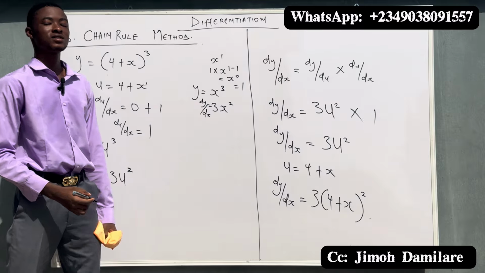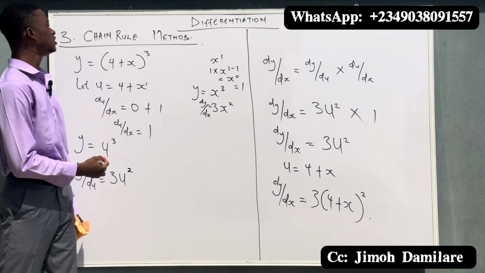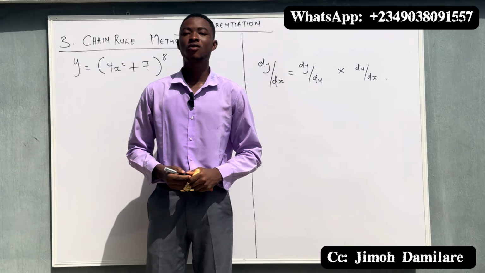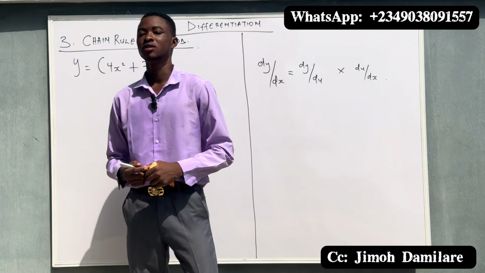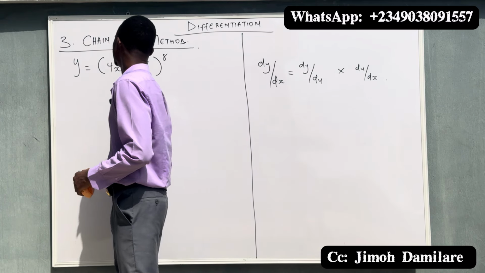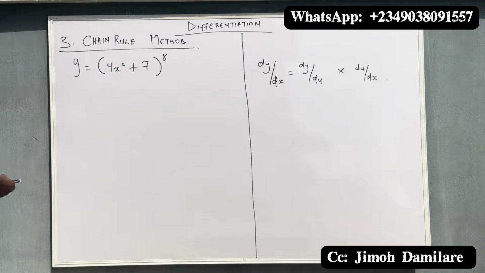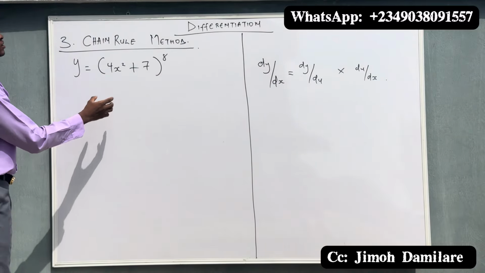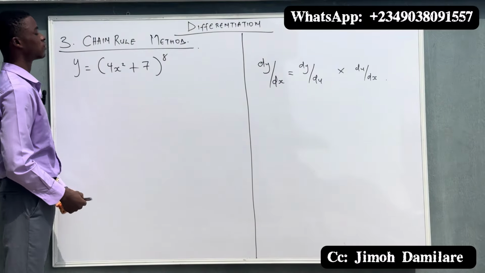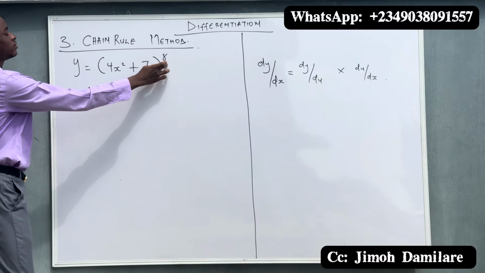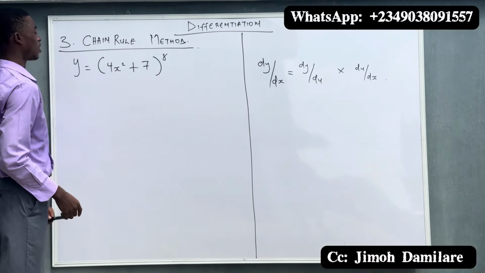So let's look at another example still on the chain rule method of differentiation. And moving to the second example, as written on the board, the question says y is equal to 4x squared plus 7 raised to power 8. So in this case, you can see we are having two terms adding each other. So we are definitely going to use the chain rule method of differentiation in this case. So we are having two terms adding each other and raising to a particular power.